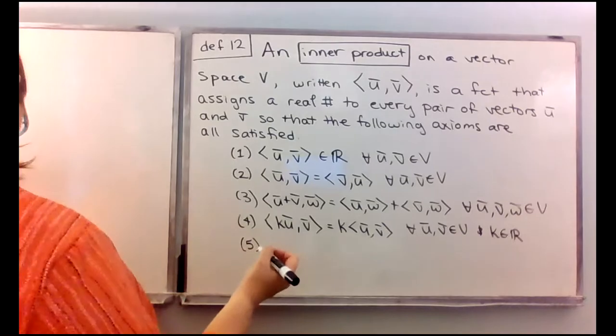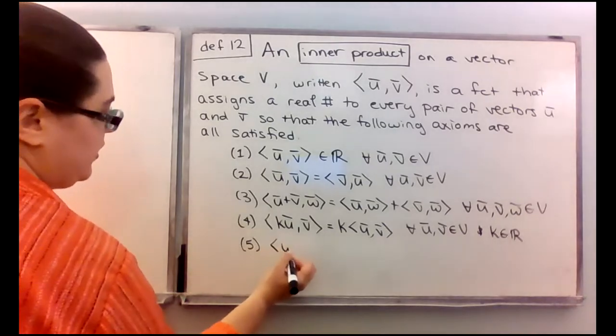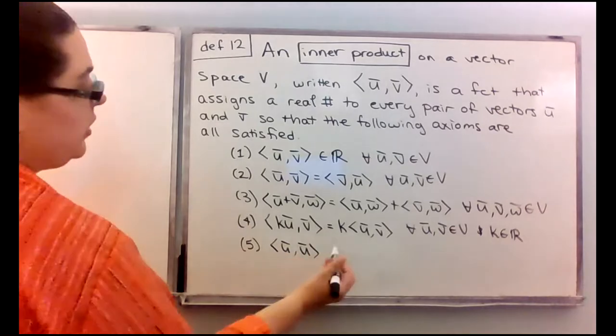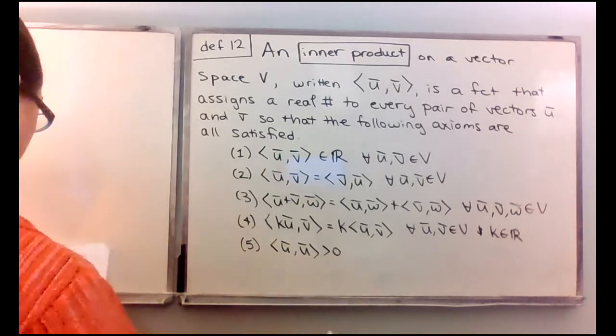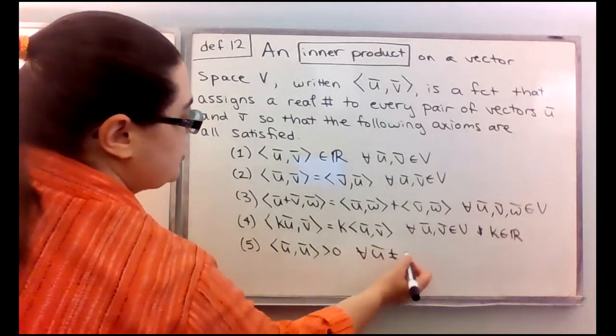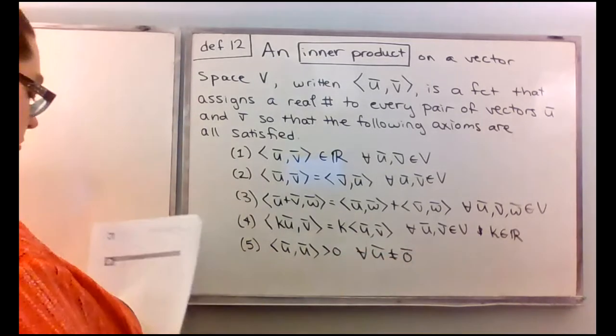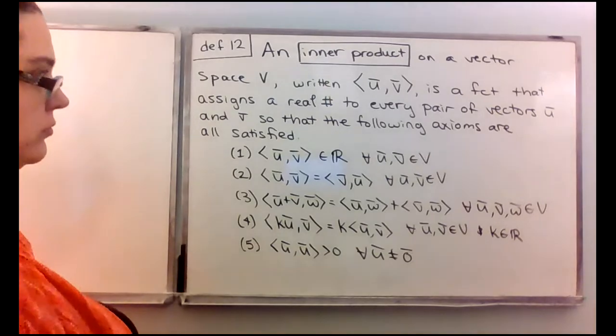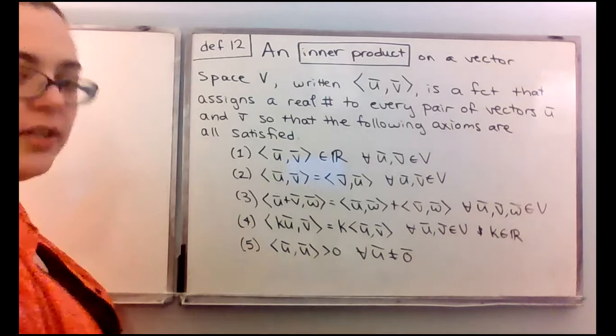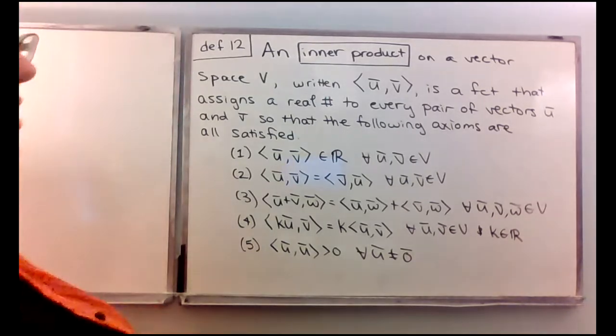And then the last one is that the inner product of a vector with itself is always greater than 0, so long as that vector is not the 0 vector. So if I take the inner product of something with itself, I get something that is non-negative and not 0, actually.